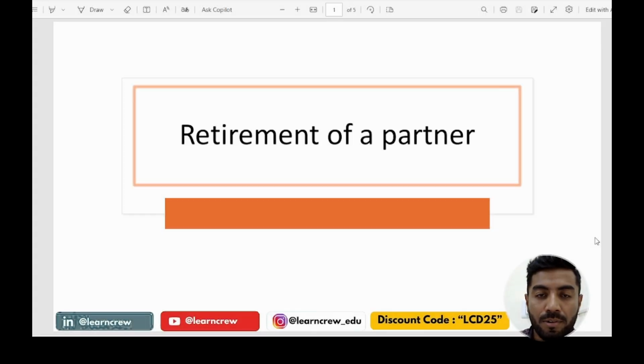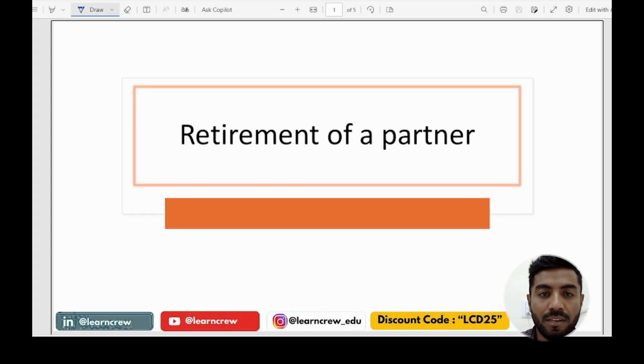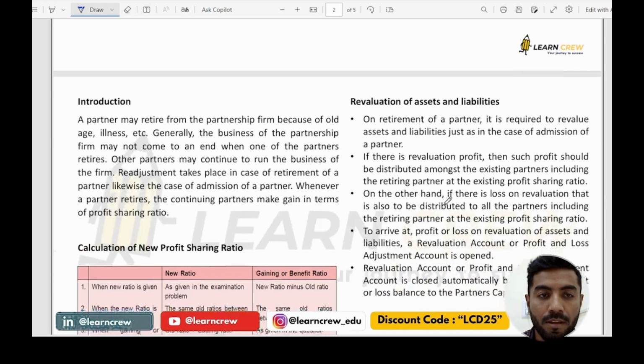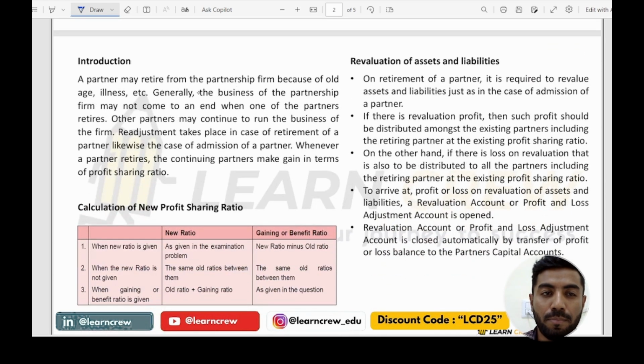So we've discussed the admission of a partner. Now we shall discuss retirement of a partner. A partner may retire from the partnership firm because of old age. There might be various reasons why he is retiring, because there might be clashes between them. So he'll be retiring.